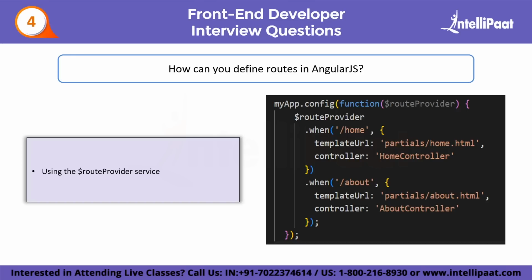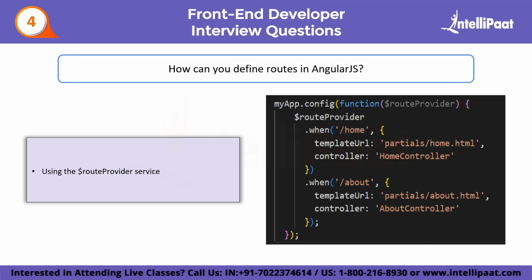In your AngularJS module configuration, use the $routeProvider service to define routes. You can configure routes by specifying the route URL, the controller to handle the route, and the template or templateUrl to render when the route is accessed. In the example on the right side, the routes home and about are configured. When a user navigates to these routes, AngularJS will load the respective HTML template and bind them to the specified controllers, which are HomeController and AboutController.